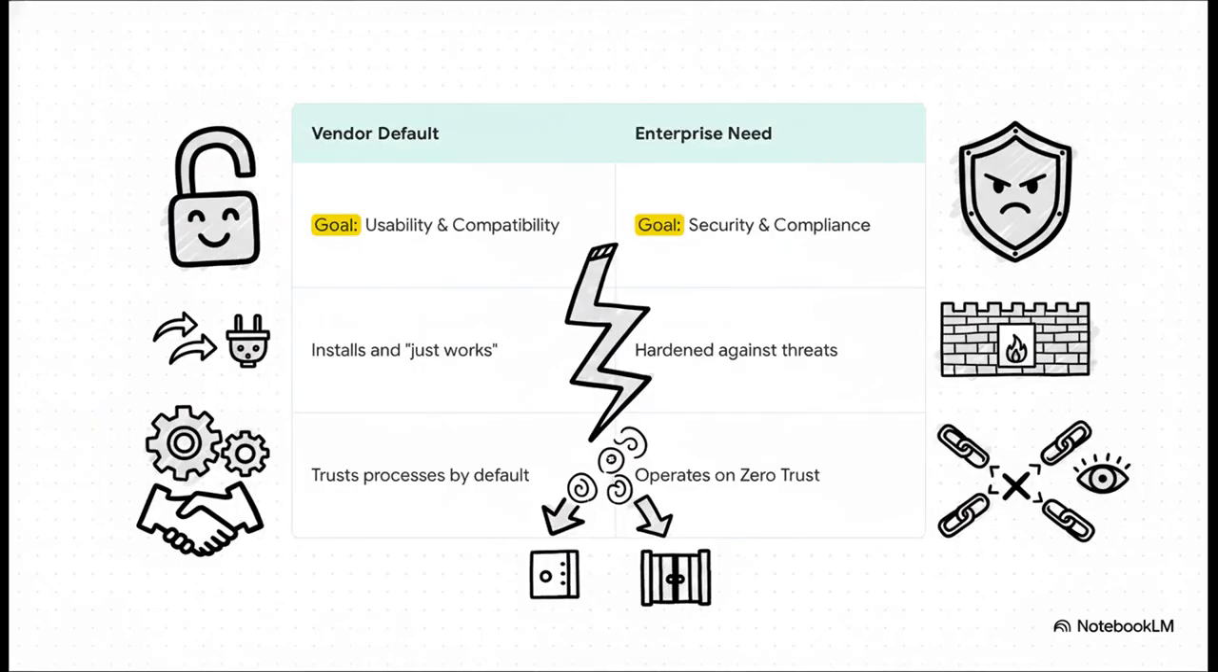And this really gets to the heart of the problem. There's this fundamental conflict of interest. A vendor's main goal is usability. They want their product to just work for as many people as possible. But an enterprise, well, your goal is security and compliance. You need hardened systems that operate on a zero-trust principle, which is the complete and total opposite of the trust everything by default model that vendors give you.